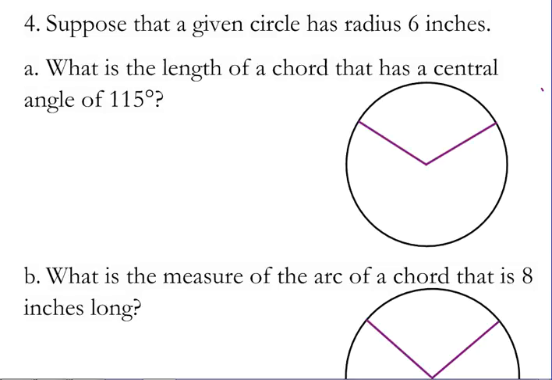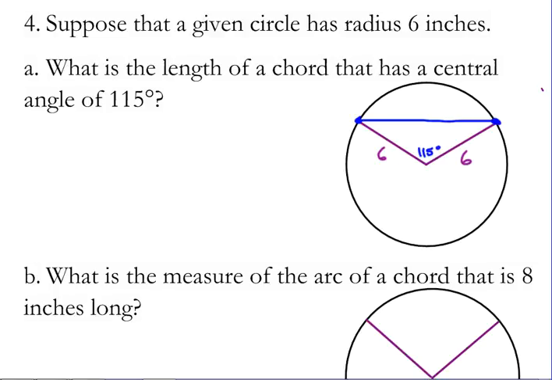Okay. So suppose that the circle has a radius of 6 inches. So let's label that first. If it has a radius of 6 inches, we've got 6 inches here, we got 6 inches there. I don't know what I'm really going to need, so I'm going to label them both. Okay, the question is, what is the length of a chord that's created there? The chord that's created connects the two sides of the circle that are created by this angle of 115 degrees. So the question is, what's the length of that chord?